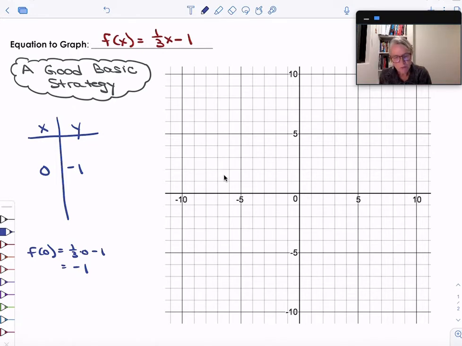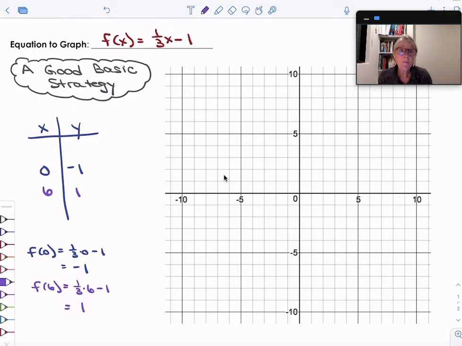All right, as I pick other values, I'm going to think and try to pick nice values that will give me integer output. Since I know I'm multiplying by 1/3, it's the same as dividing by 3, so I'm going to pick multiples of 3 to send in. So for example, let me pick 6. If I send 6 in, f of 6 is 1/3 times 6 minus 1. 1/3 times 6 is 2, minus 1 is 1. So if 6 goes in, 1 comes out.